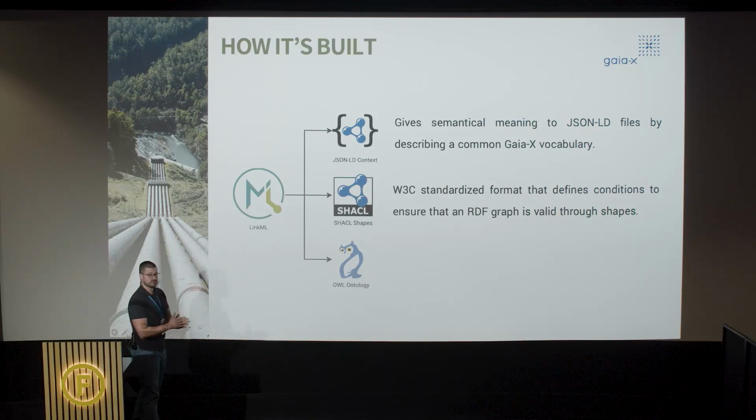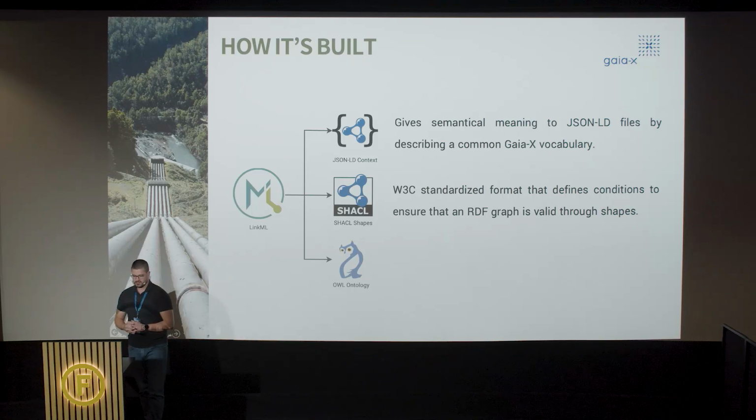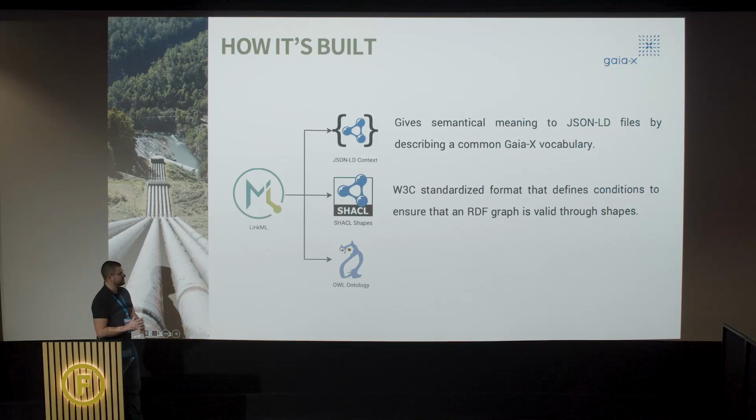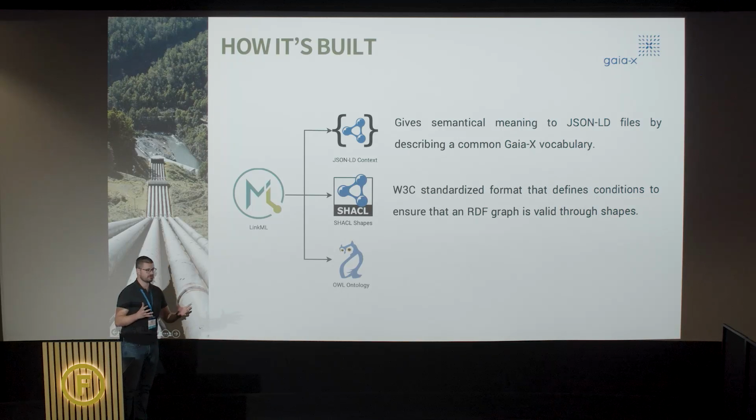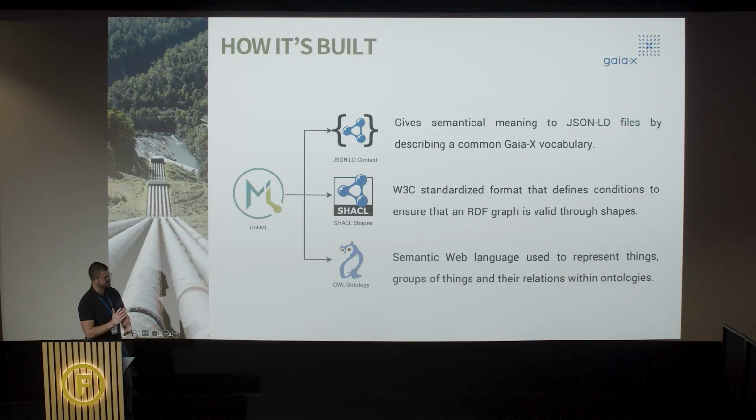Then we generate SHACL shapes. SHACL is a W3C standard. It's a format that defines the conditions and that ensures that an RDF graph is valid through what they call shapes. You're going to describe the shape in a way of all the attributes you want, the cardinalities, the types of data, and your RDF graph has to go into that shape in a way, has to fit into the shape. So it's really a validation system format.